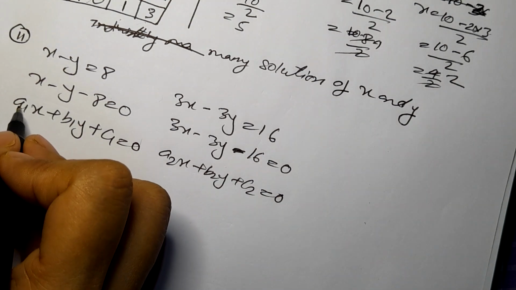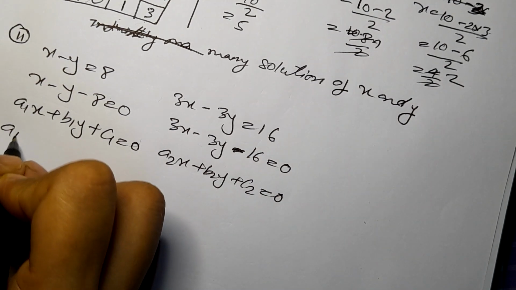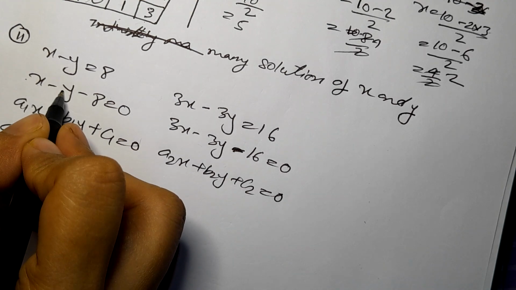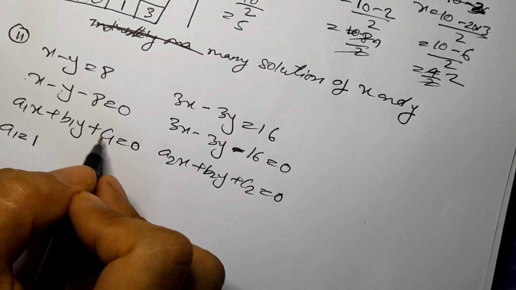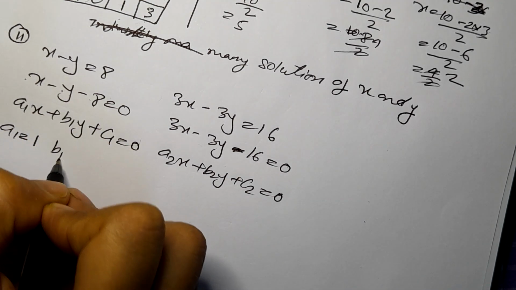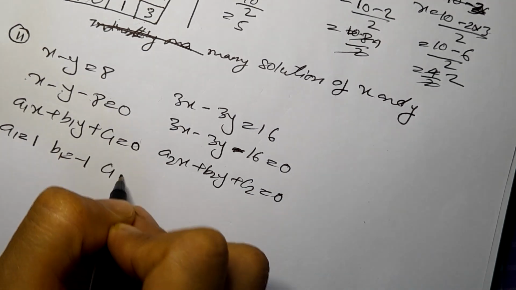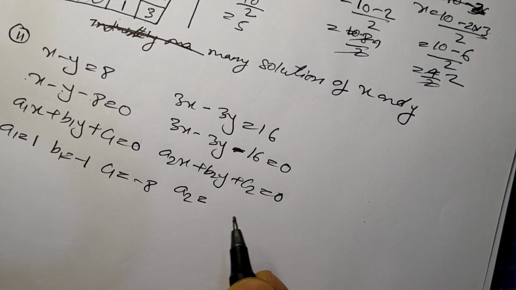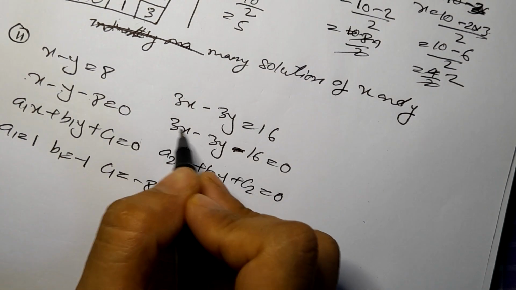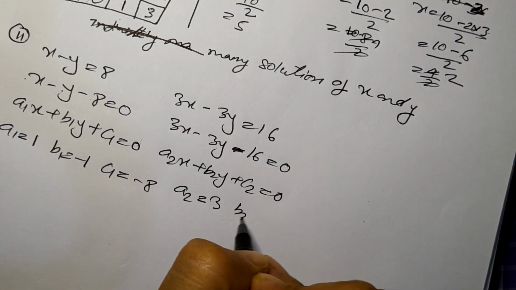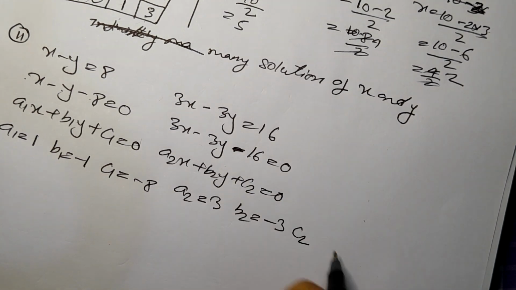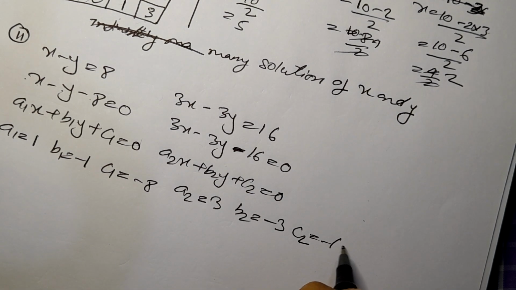So compare here: the coefficient of x, a1, is equal to 1. In front of y will be b1 equal to minus 1, and c1, the constant, is equal to minus 8. Then a2 equals 3, the coefficient of x; b2, the coefficient of y, is minus 3; and c2, the constant, is minus 16.